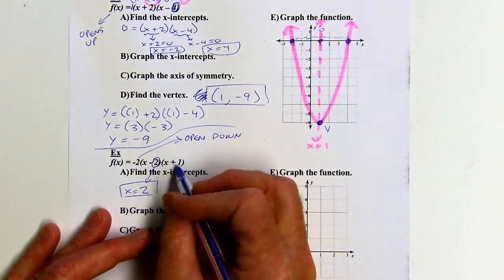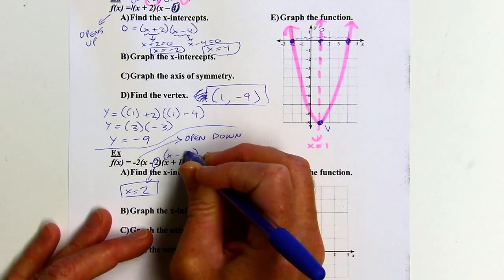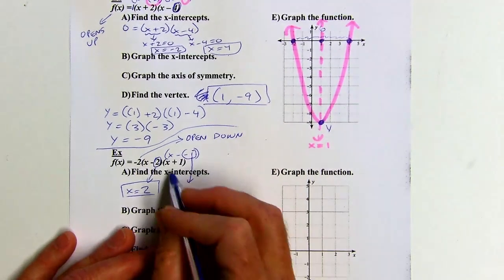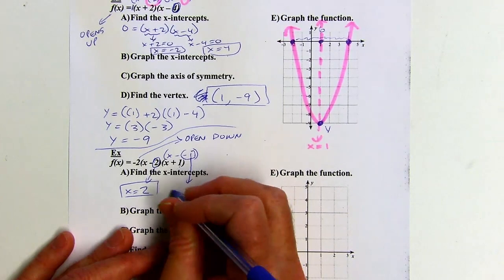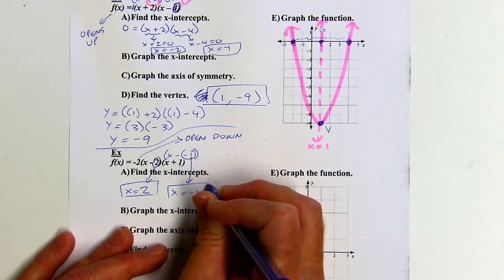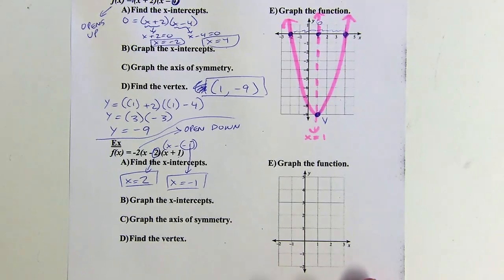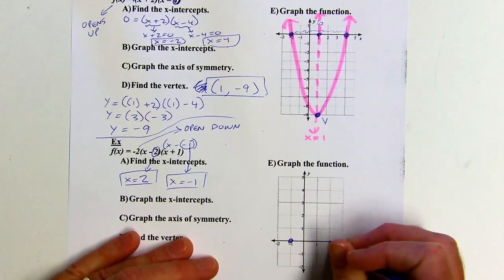x-intercepts. And then when I do this parentheses, I'm thinking, okay, let's write that as a double negative so that I've got negative 1. Because it's what's subtracted, so a negative 1 is subtracted, or just change the sign of the 1. So x equals negative 1. So there's my two x-intercepts. Let's go ahead and graph them. Okay, I got negative 1 and positive 2.